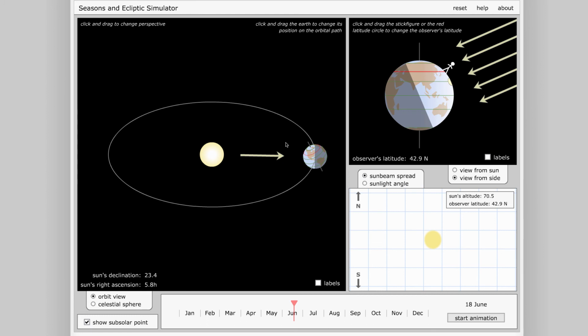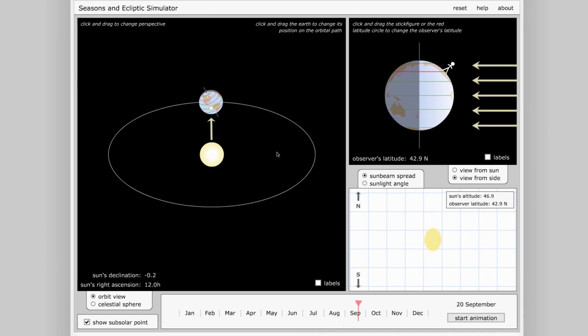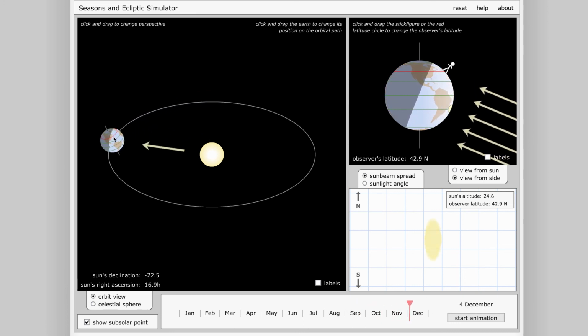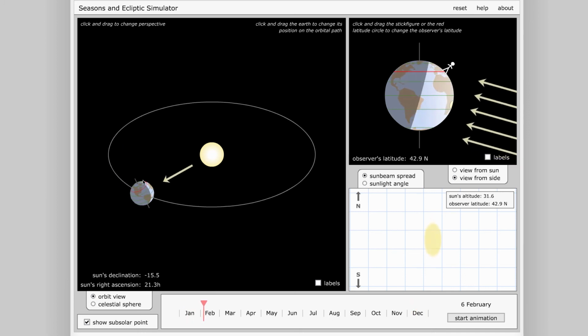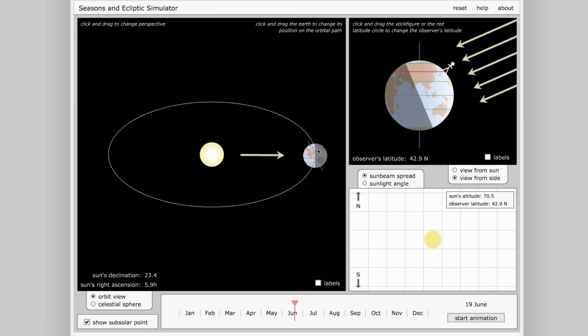On the far left here in this region, we have our Earth orbit viewer. And so if I click and drag the Earth here, we'll notice that we're changing our date down here and over here. So we just went from June to September, and now we're going to go from September to December, December to March, March back to June. Now I'm going to go ahead and start around June 21st. So there it is right there.